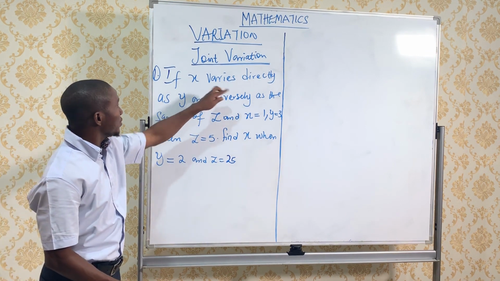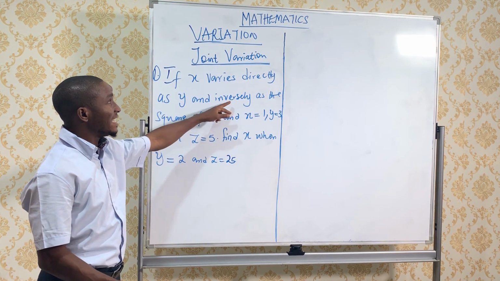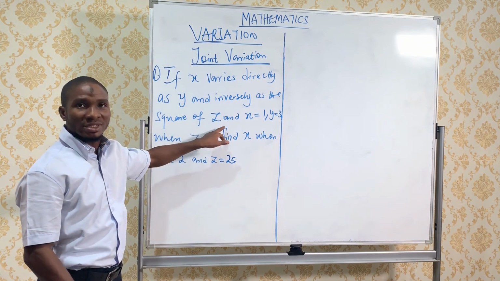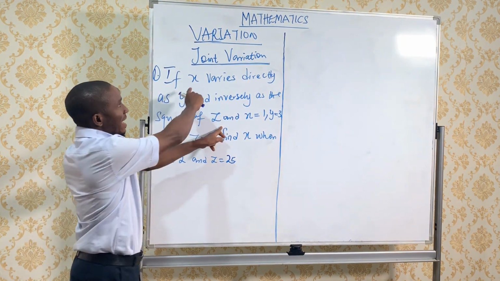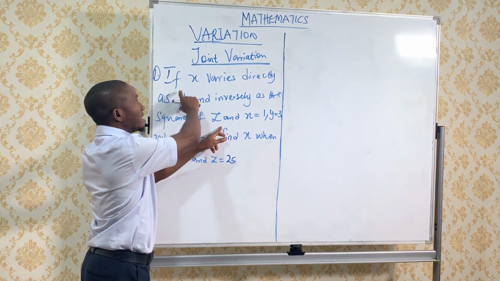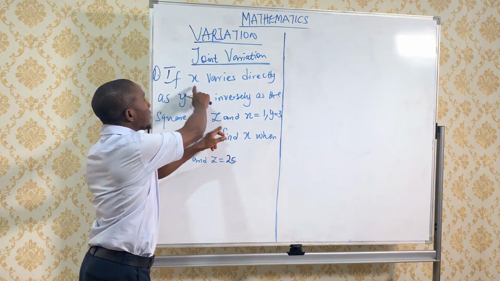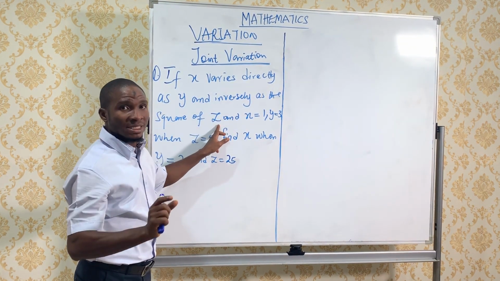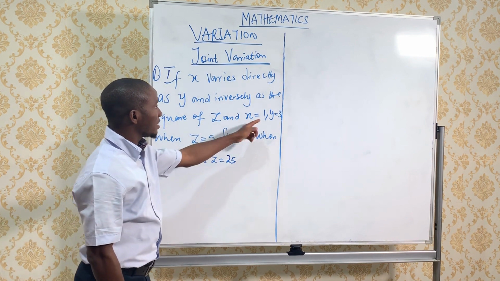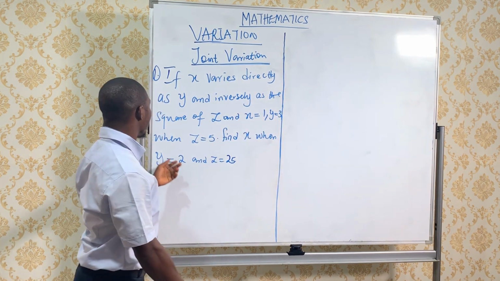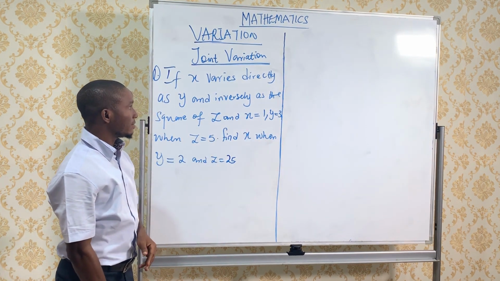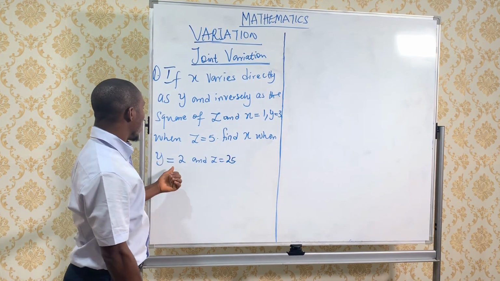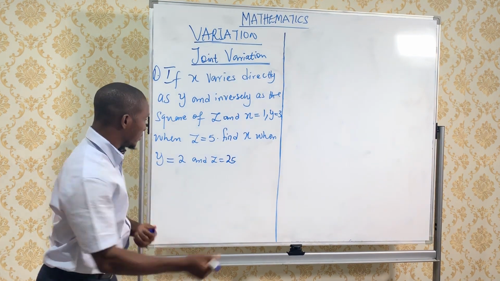If x varies directly as y and inversely as the square of z, what this means is that x varies directly as y. The same x varies inversely as the square of z. That is the meaning. Now, when x is 1, y is 3, and z is 5, find x when y is 2 and z is 25. Solution.